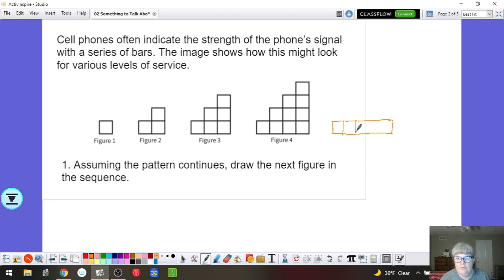five on the bottom, and then we have 4, and then we're going to have 3, 2, and then finally 1 on top. So this is figure 5.